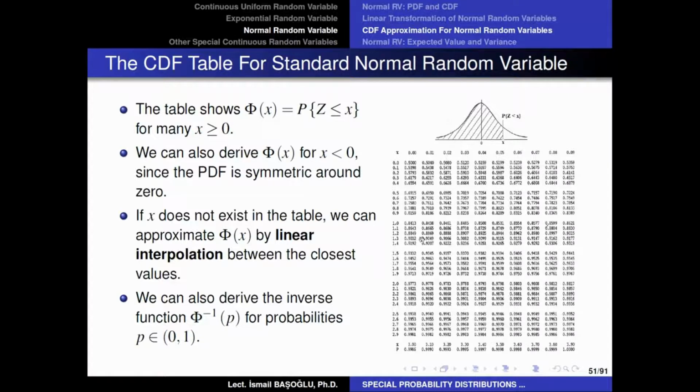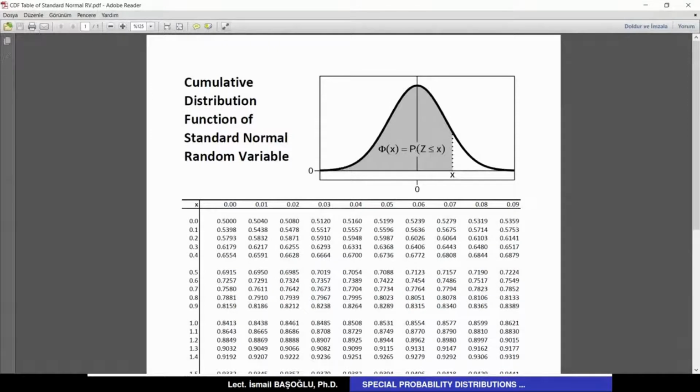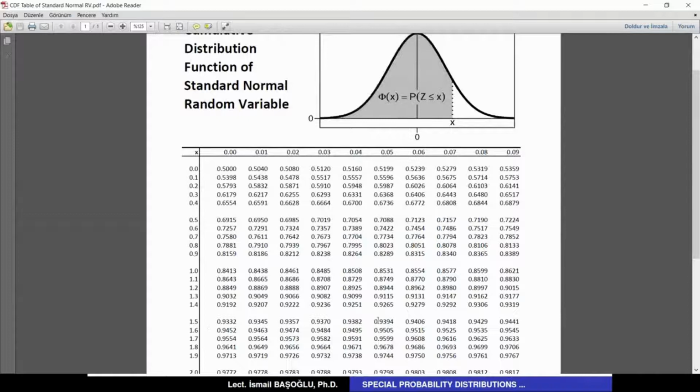Now, let's just say somebody asks you a probability related to an X value which is not directly available in this table. For example, if somebody asks you the probability of the standard normal random variable to be less than or equal to 1.55, you will say that the answer is 0.9394 because 1.5 is here and 0.05 is here. The probability of a standard normal random variable to be less than or equal to 1.55 is 0.9394. Now, if somebody asks you the cumulative probability up to 1.56, the answer is also here.